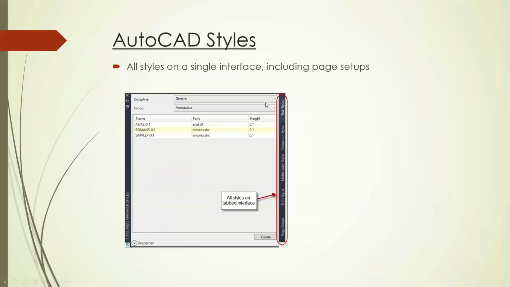Okay. Layers. All right. So yes. We have this other option to restore AutoCAD styles, text styles, dimension styles, multi-leader styles, etc. Even page setups, table styles in one interface. If I wanted to go and import those in a single interface, very simple. Okay.